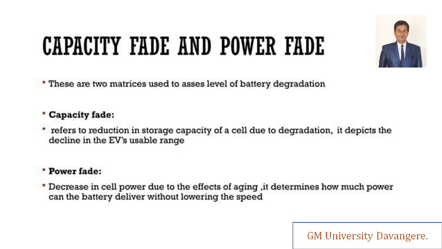All right. Next, we'll see the capacity fade and the power fade, right? These are the two major factors which assess the level of battery degradation. So what is capacity fade actually? Capacity fade refers to the reduction in storage of a cell due to degradation. It causes a decline of the EV usable range.